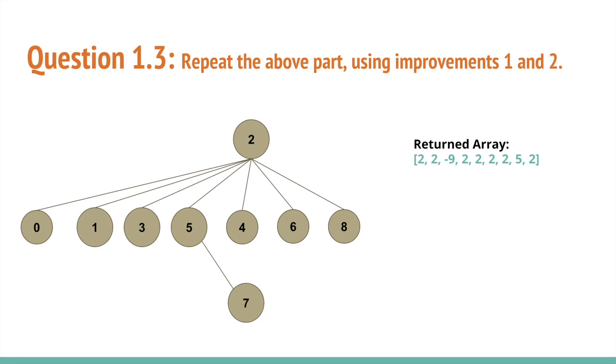And this will be our array representation of the structure. So once again, since 2 is our root, the array at index 2 is -9, meaning there are 9 elements in our structure. The element at the 7th index is 5, since the parent of node 7 is 5, and the rest of the elements are 2 because everyone else's parent is node 2.